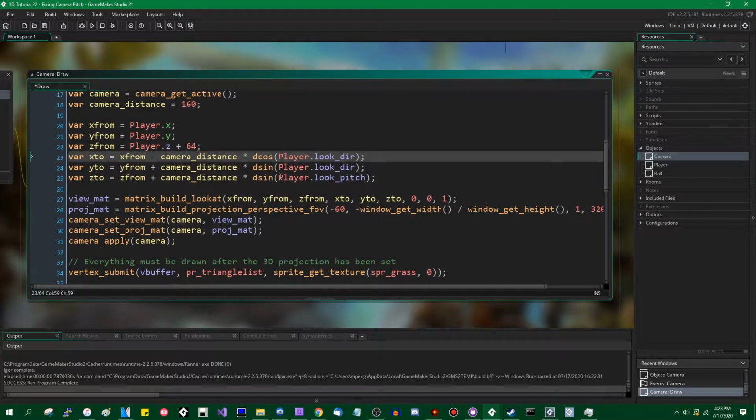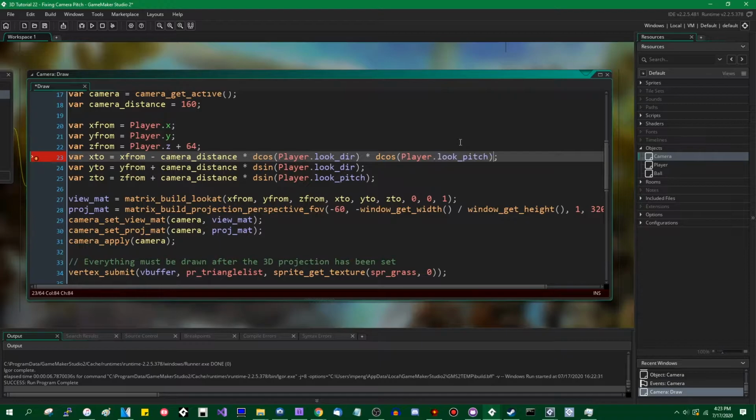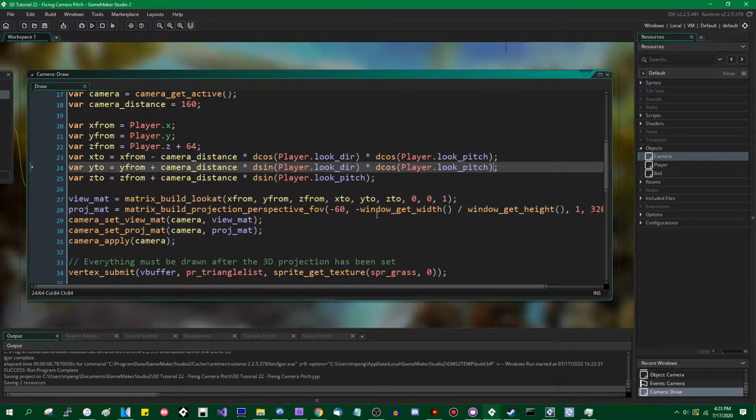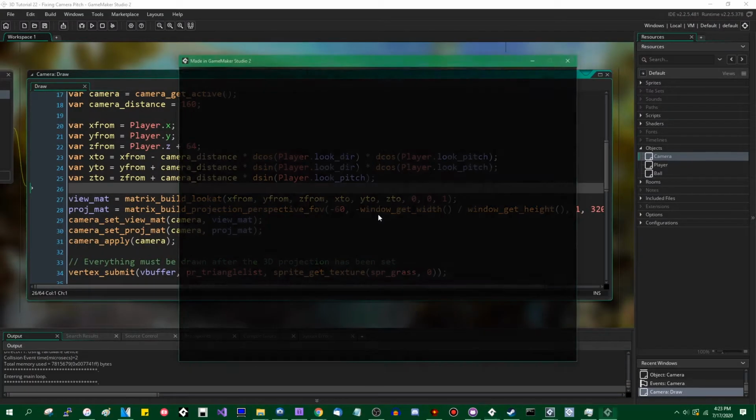Fortunately, the fix to this is quite simple. All you need to do is, in addition to multiplying the x from by the cosine of the look direction, you also need to multiply it by the cosine of the pitch. And likewise, you need to multiply the y components by the same thing, by the cosine of the pitch of the direction that you're looking in.